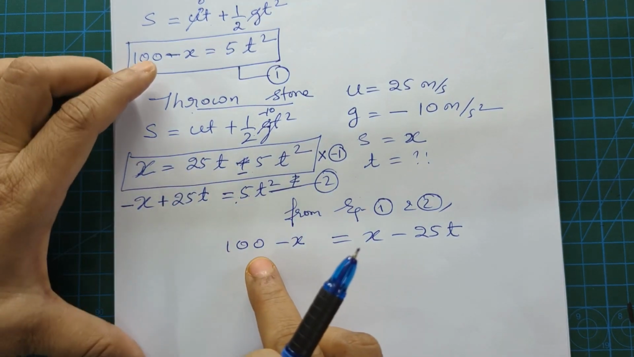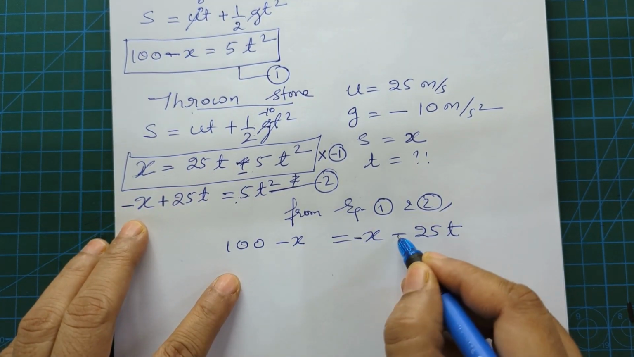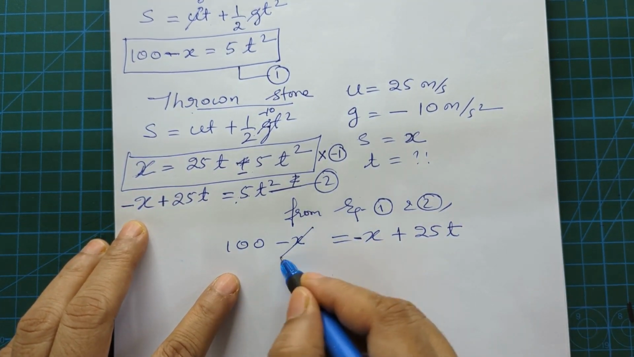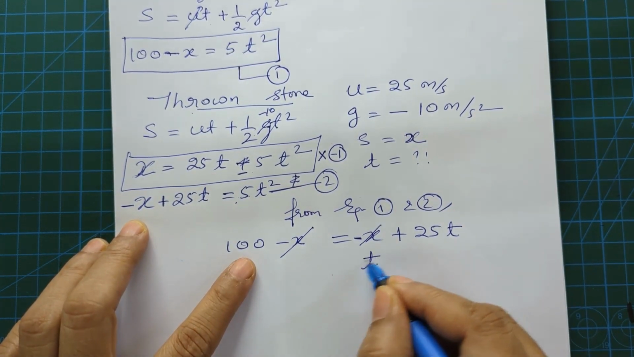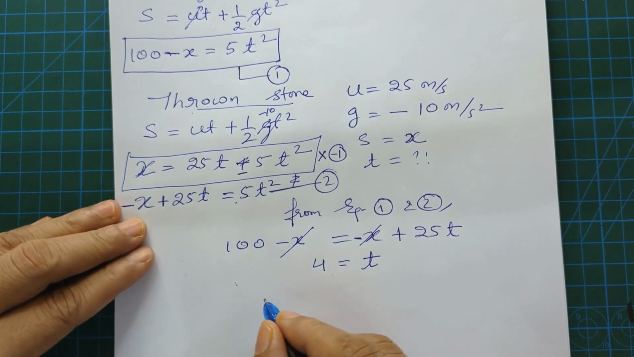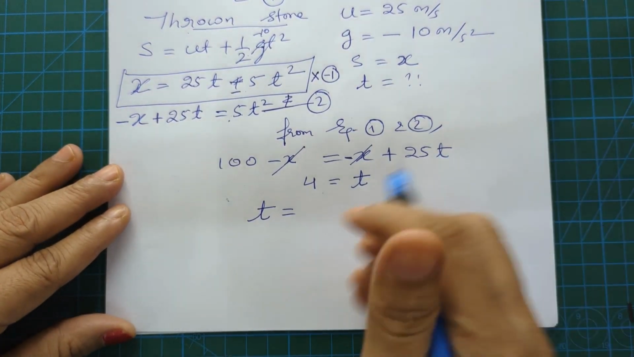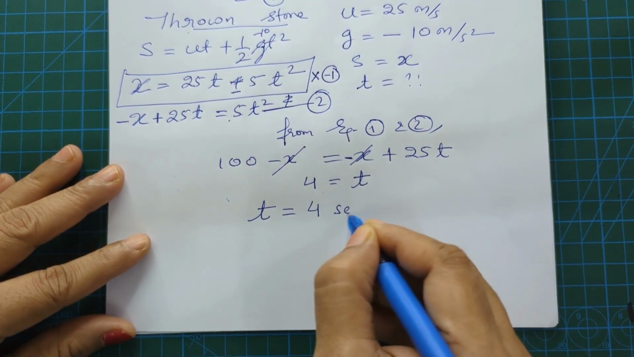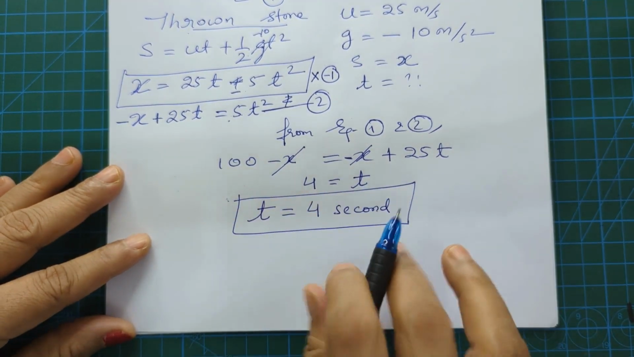So 100 minus x, fine. But this one is negative x positive 25t square. You can cancel this, so 100 is equal to 25t. So what is t? t is 100 divided by 25, so 4. At what time do the two stones meet? They meet after 4 seconds of drop and throw. So this is one bit of the answer.